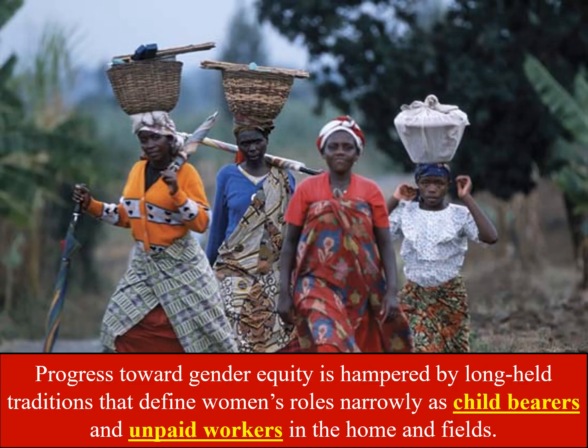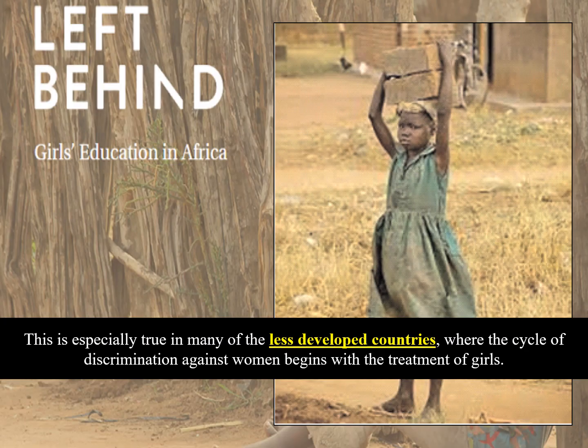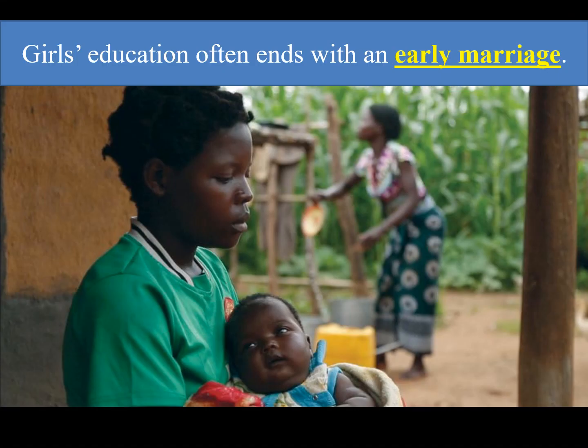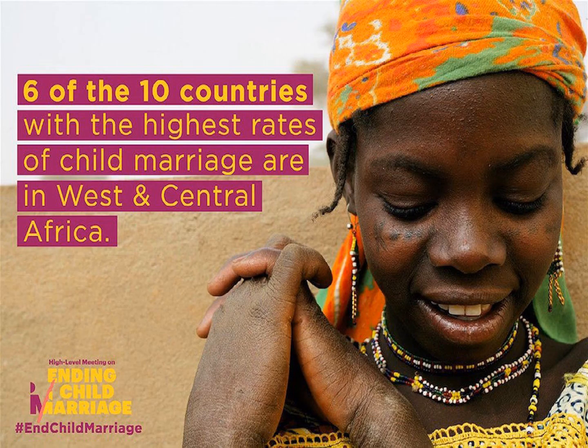Progress towards gender equity is hampered by long-held traditions that define women's role narrowly as child-bearers and unpaid workers in the home and fields. This is especially true in many of the less developed countries, where the cycle of discrimination against women begins with the treatment of girls. Some societies limit girls' access to formal education, thereby limiting future employment and economic freedom. Girls' education often ends with an early marriage. 6 of the 10 countries with the highest rates of child marriage are in West and Central Africa, also the places that have the highest population growth.